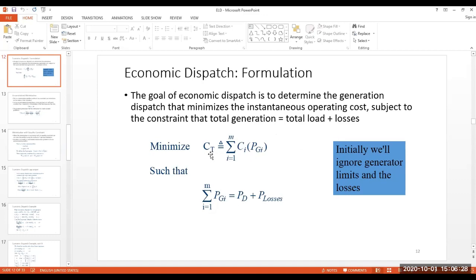So we can say this is my f of x and this is my g of x.